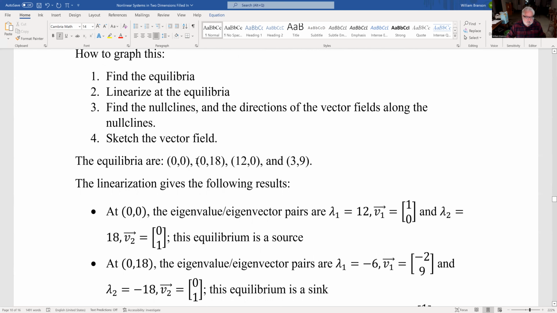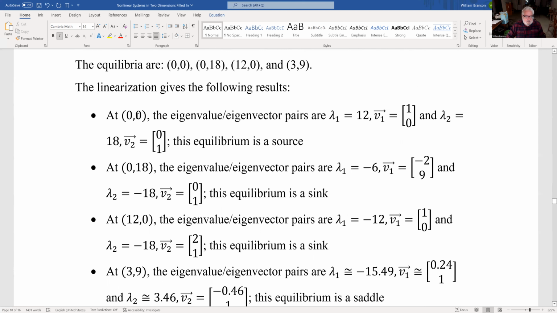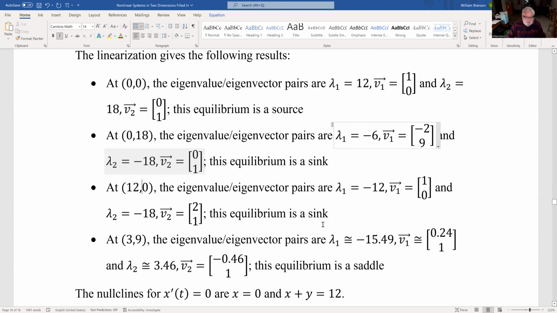There's 4 equilibria: 0, 0; 0, 18; 12, 0; and 3, 9. The 0, 0 is a source because you've got two positive eigenvalues. 0, 18 is a sink because there's two negative eigenvalues. 12, 0 is also a sink because there's two negative eigenvalues. And so note that what those three mean is that if you start with very few animals of both types, both animals' populations just increase.